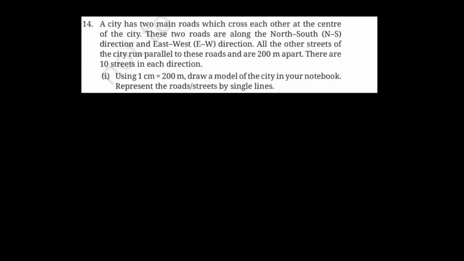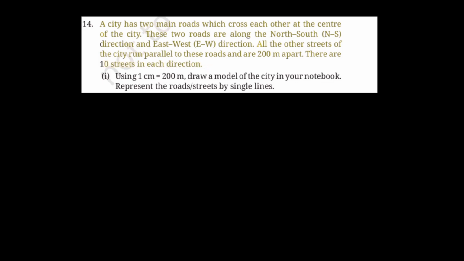Let's start with the question number 14. A city has two main roads which cross each other at the center of the city. These two roads are along the north-south direction and east-west direction. All other streets of the city run parallel to these roads, which are 200 meters apart. There are 10 streets in each direction.